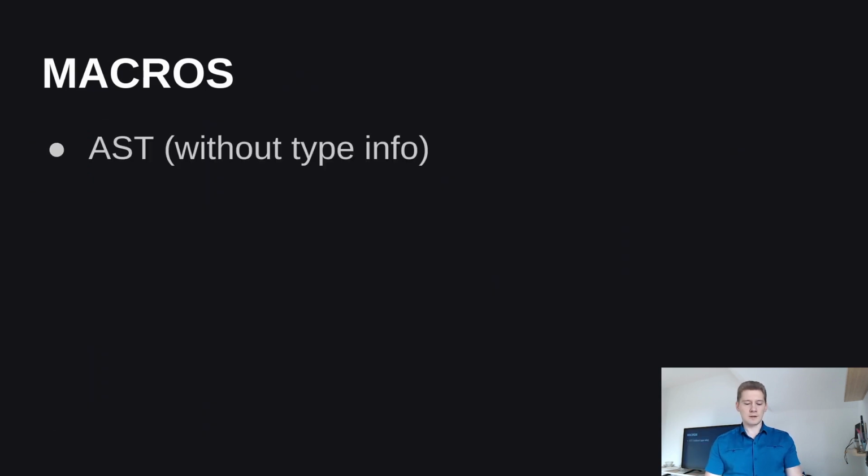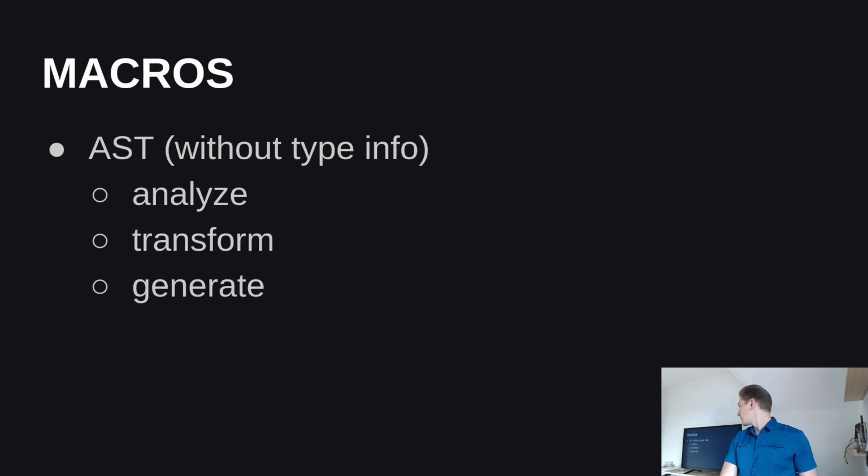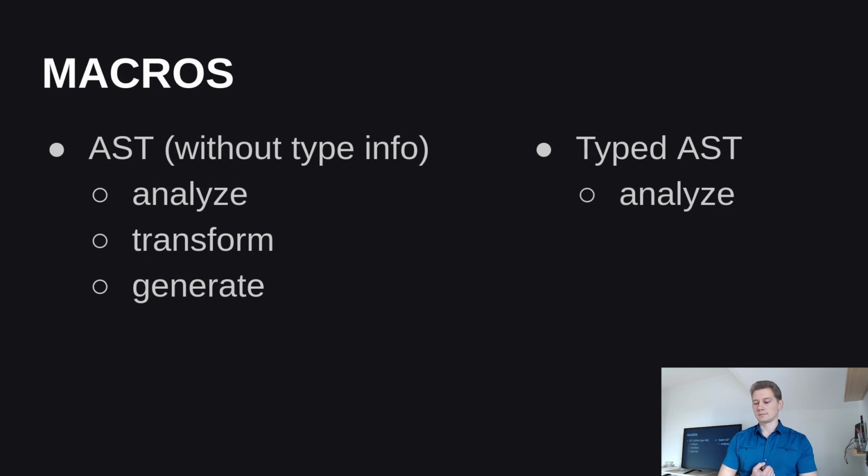Now what they can do with abstract syntax tree is almost anything. You can analyze it, you can transform it. Oh, that's a delay. Yeah, I forgot about the delay. You can transform abstract syntax tree. Also, you can generate a new syntax tree based on some conditions. Also, you can handle typed syntax tree, but only to analyze it. So you can build a static analyzer with a macro which will make some warnings about bad code practices or something like that.